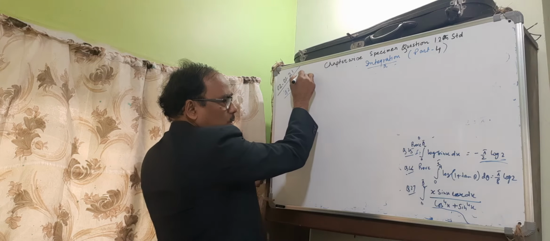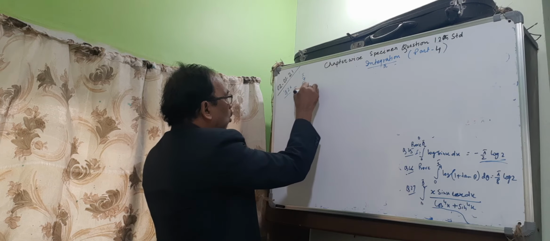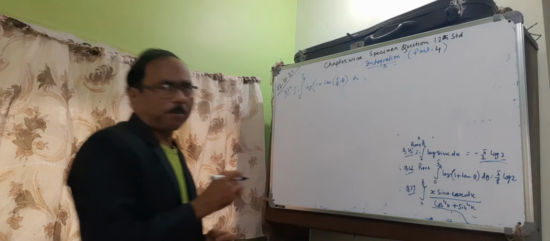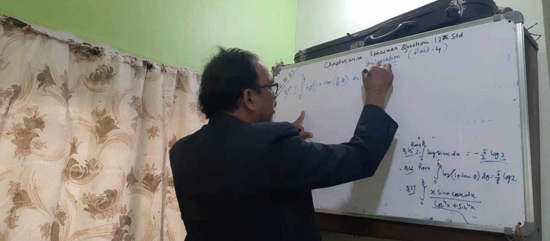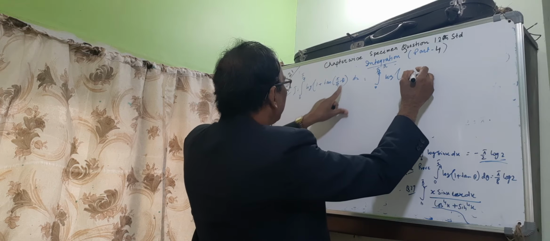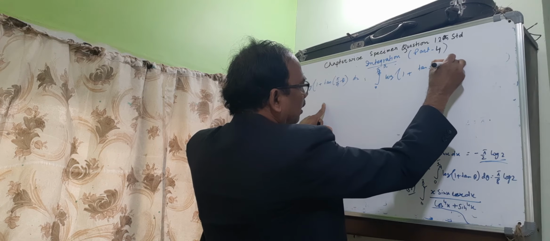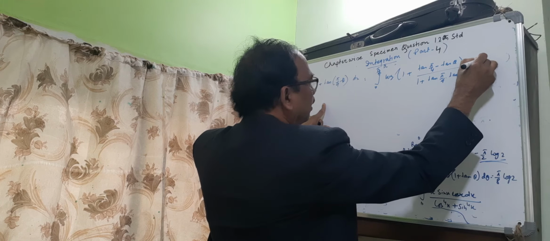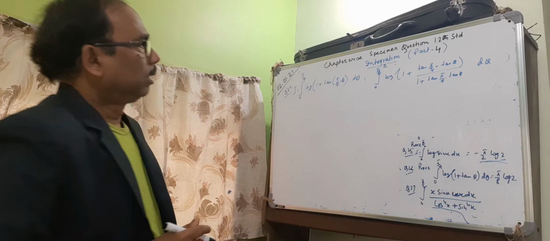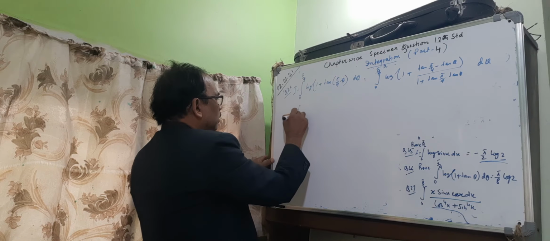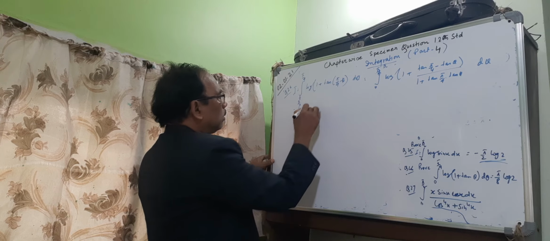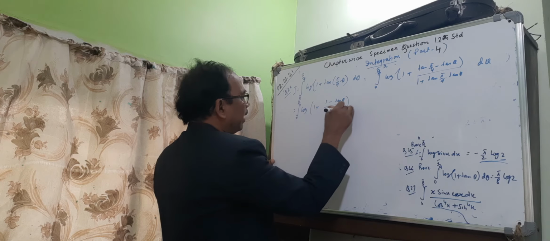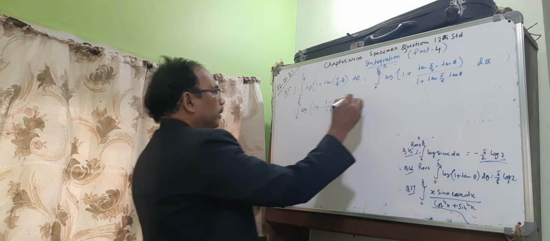Here I equals the integral from 0 to pi by 4 of log of 1 plus tan of (pi by 4 minus theta) d theta, using the property. Using the formula tan a minus tan b over 1 plus tan a tan b, this equals the integral from 0 to pi by 4 of log of 1 plus (1 minus tan theta) by (1 plus tan theta) d theta, because the value of tan pi by 4 is 1.